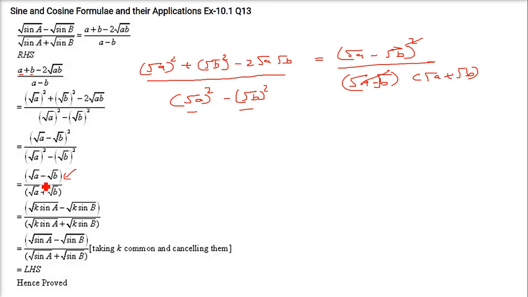Now in the place of a, by using the sine rule, you can put k sin a, k sin b here, k sin a, k sin b here. Now take the root k outside and just cancel it. Root k will get cancelled from numerator and denominator. So finally you get the right hand side equal to the left hand side.